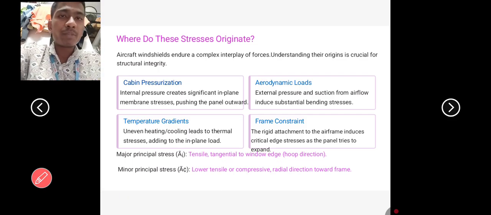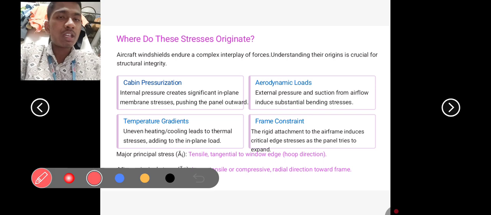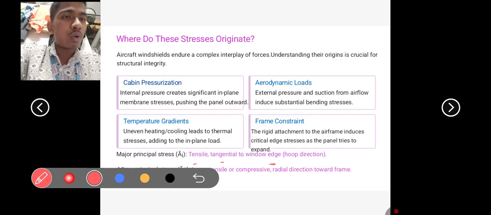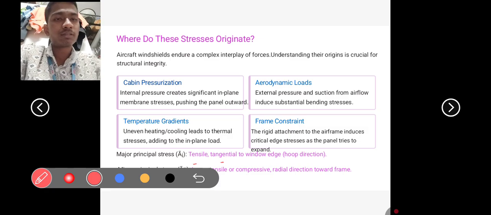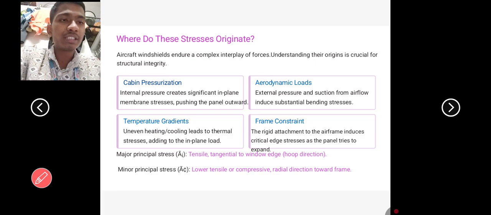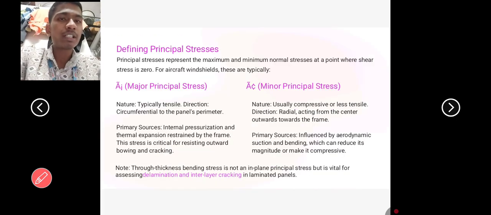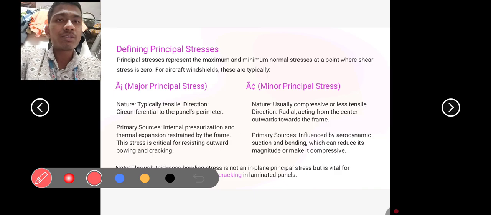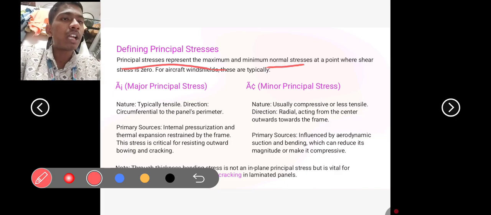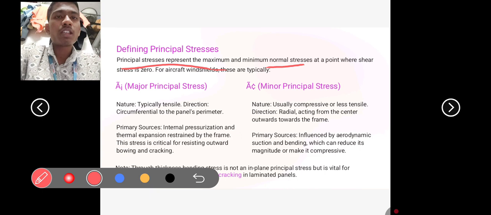Which are the major principal stresses? Major principal stresses are tensile, tangential to the windshield edges, in the hoop direction. Which are the minor principal stresses? Lower tensile or compressive, in the radial direction toward the frame. Second, defining principal stresses: principal stresses represent the maximum and minimum normal stresses at a point where shear stress is zero.